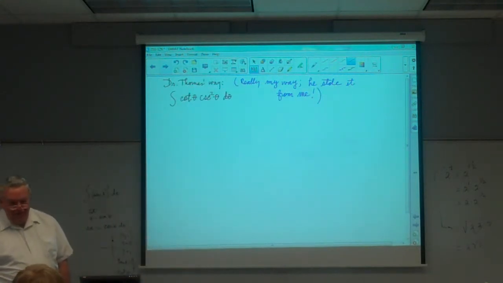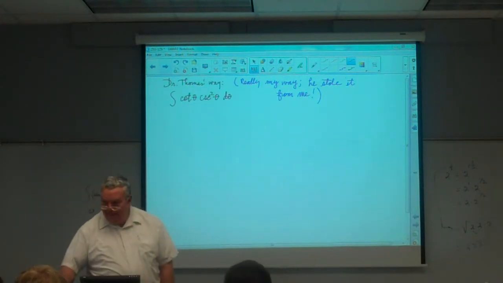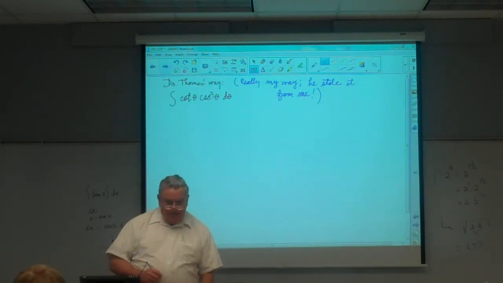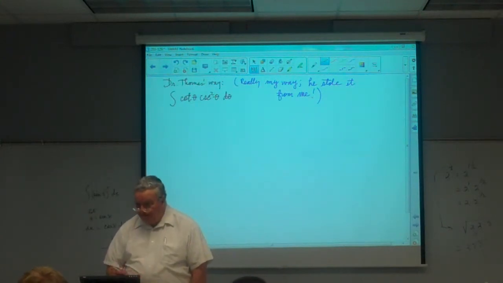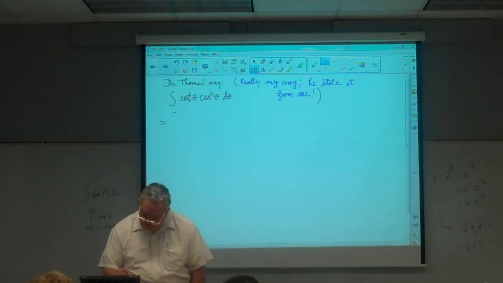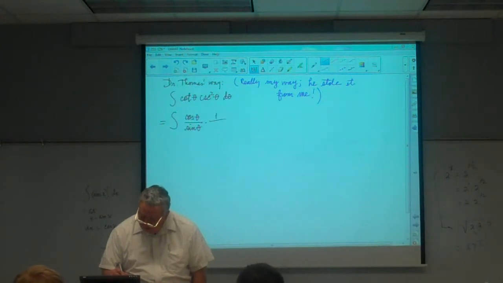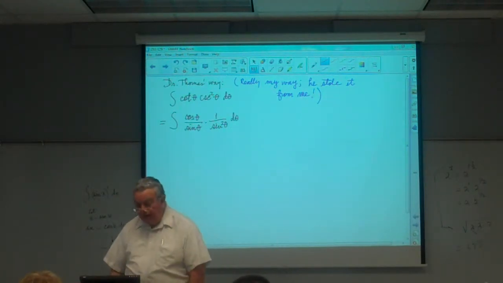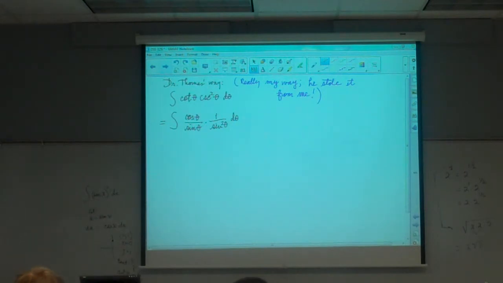Dr. Thomas's way, we'll give him credit for it, but he stole it from me. What Ed was saying is he doesn't like to mess with cotangent and cosecant any better than I do. So we would say this is equal to cosine theta over sine theta times 1 over sine squared theta d theta. I changed everything to sine and cosine, right?